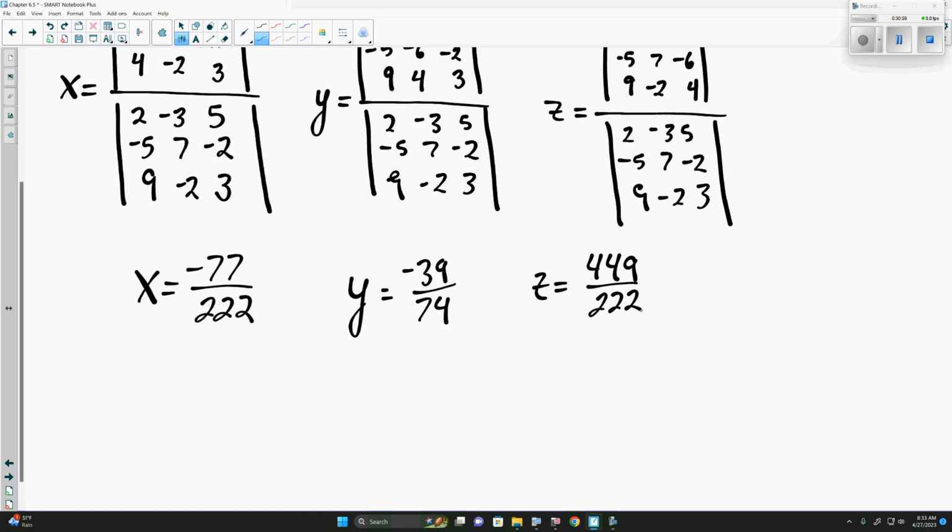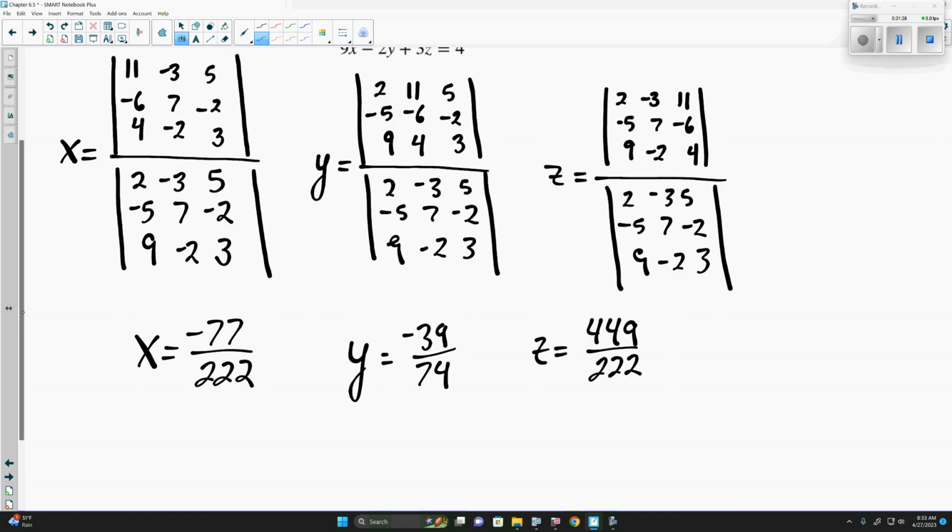Something in me was really hoping that Z was 3. I think that's just a little bit of humor in me that we get a fraction with a denominator of 222, then negative 39 over 74, and then we have 3. It's like, not nice fraction, not nice fraction, nice number. Just the comedy in that setup.